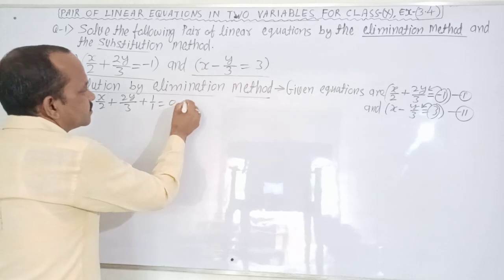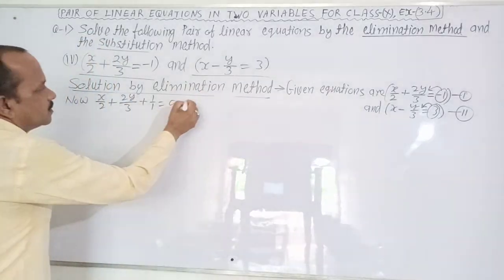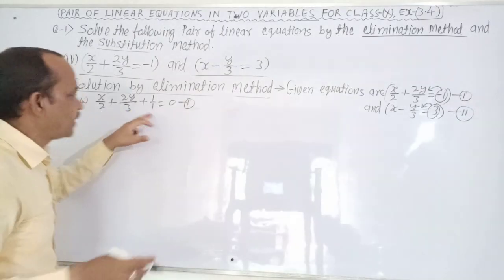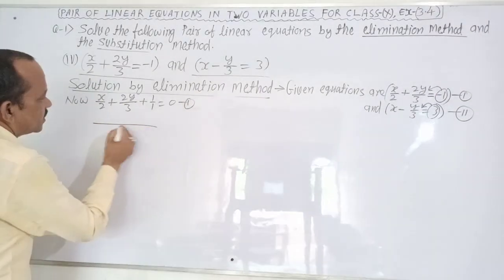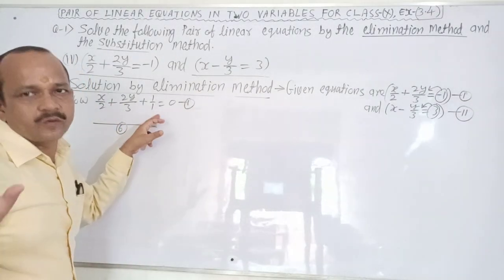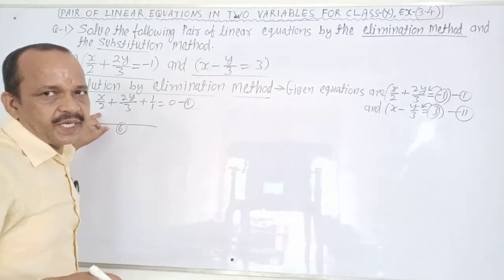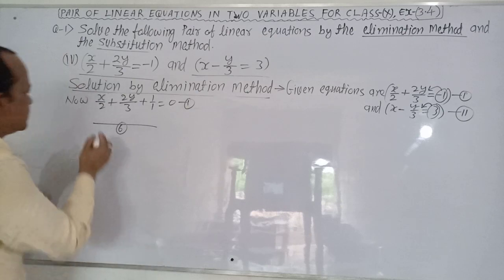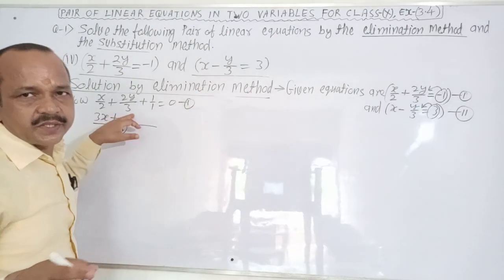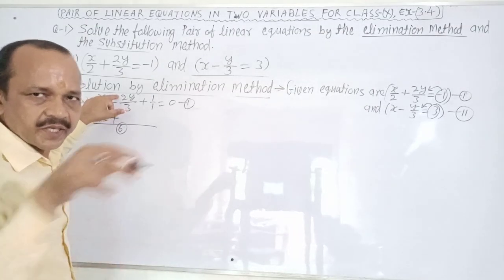Or here you can take the LCM of 2, 3 and 1. 6. 6 is the LCM of 2, 3 and 1. Clear? 6 divided by 2, you find 3. 3 multiply x, it becomes 3x. Plus 6 divided by 3, you find 2. 2 multiply 2y, it becomes 4y.